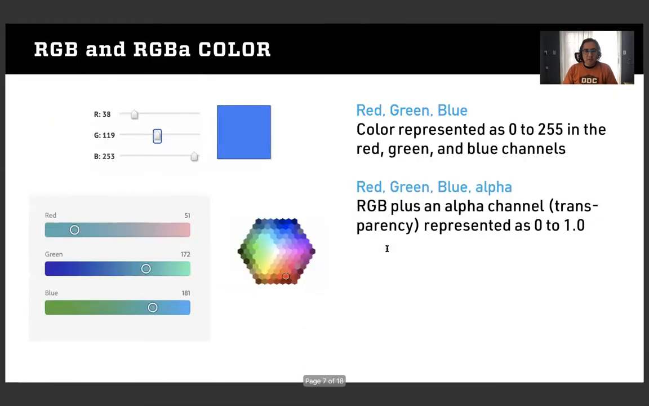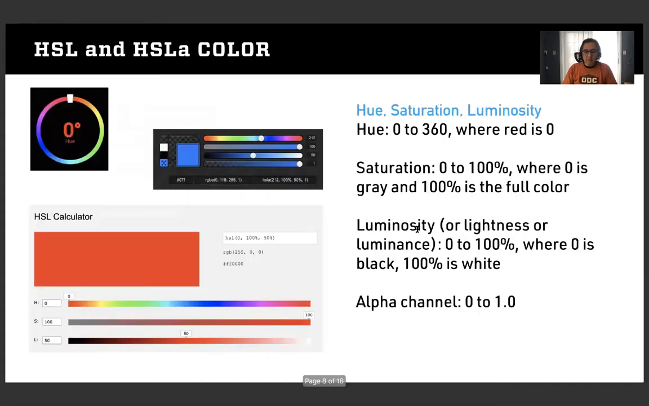So let's get into that a little bit. RGB and RGBA, again, 0 to 255 in the red, green, and blue channels. And you'd write them out RGB 38, 119, 253. And if you had an alpha channel, then you'd add some number between 0 and 1. And then that would be your RGBA colors.